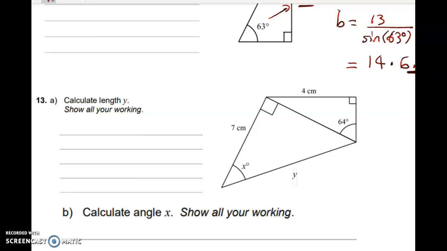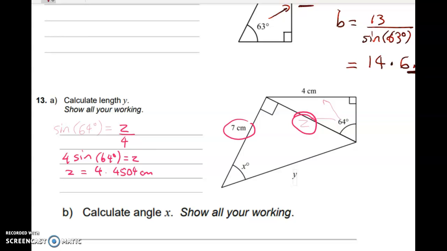So the first thing I'm going to do here is give this a letter. So let's call this Z. And now we've got the opposite side here and the hypotenuse here. So sine of 64 degrees is equal to z over 4. So 4 sine 64 degrees is equal to z. So z is equal to 4.4504 centimetres. Now I'm not going to round that too hard because I'm going to use this now.